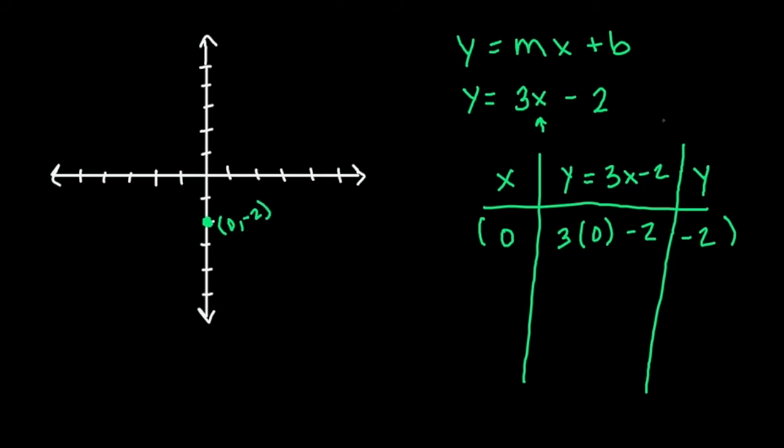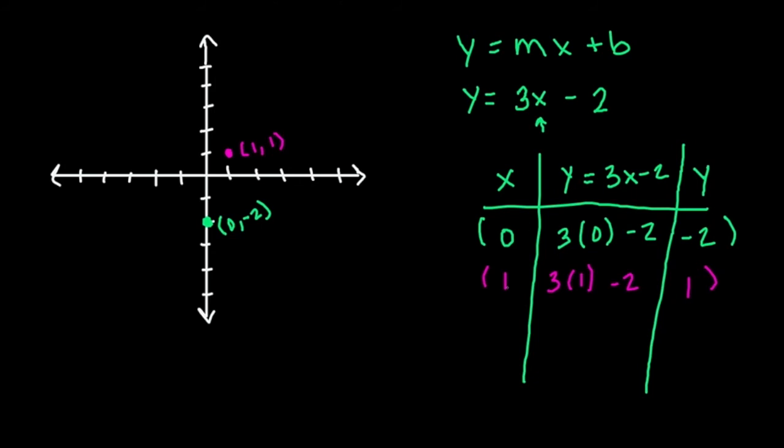So let's pick another number for x. Let's just go down the line and choose 1. So 3 times 1 minus 2. 3 times 1 is 3, minus 2 gives us 1. So that's my second ordered pair. My x is 1, my y is 1. So at 1, 1, I get a point right here. Let's go ahead and label that point.